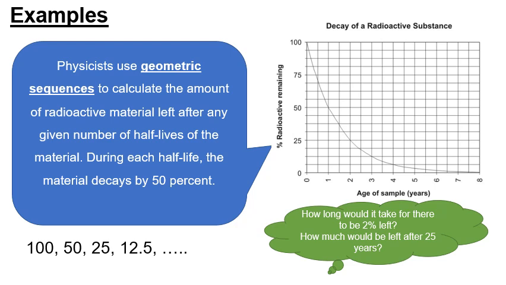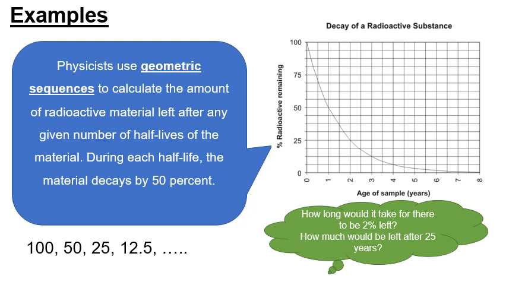After 1 year, there might only be 50% left. Then after 2 years, we'd have 25% left. After 3 years, it would be 12.5% left. So each year, the amount that's left is half as much. And if we write that out as a number sequence that you can see here, you can see that this one is a geometric sequence. The first term is 100, the common ratio is a half.